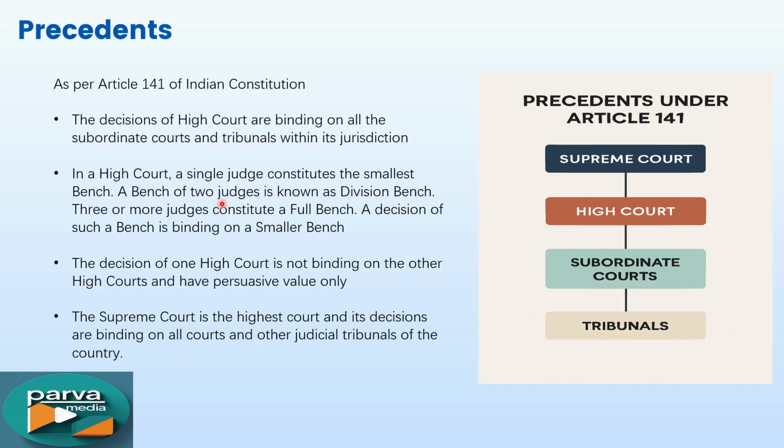Now, within a high court, the structure of the bench also plays a very important role. A single judge is the smallest bench, and when two judges sit together, it is called a division bench. When three or more judges preside, it's known as a full bench. Importantly, decisions made by a larger bench are binding on smaller benches within the same high court.